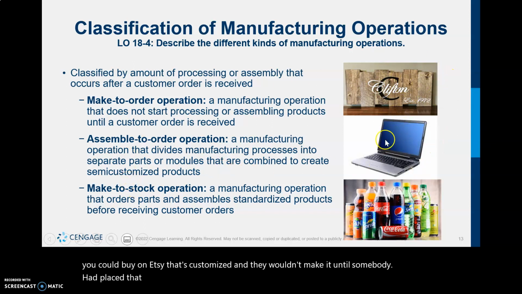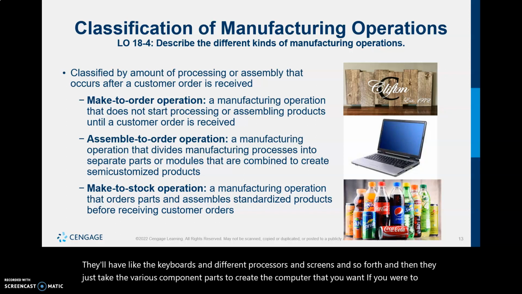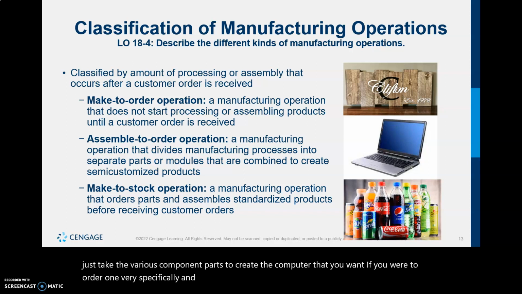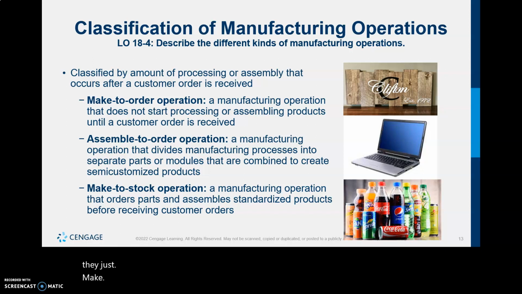And assemble to order, computers are a really great example. They'll have the keyboards and different processors and screens and so forth, and then they just take the various component parts to create the computer that you want if you were to order one very specifically. And then make to stock operation is just really more standardized products. Soda is an example. The Coca-Cola company and Pepsi and so forth just make their sodas and then send them to stores and people buy them. So that's a make to stock operation.